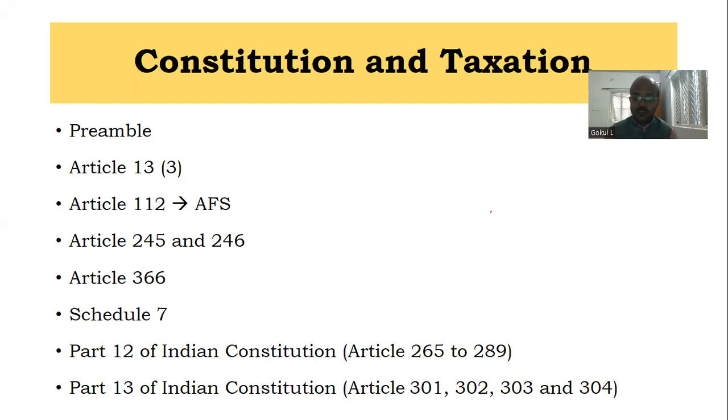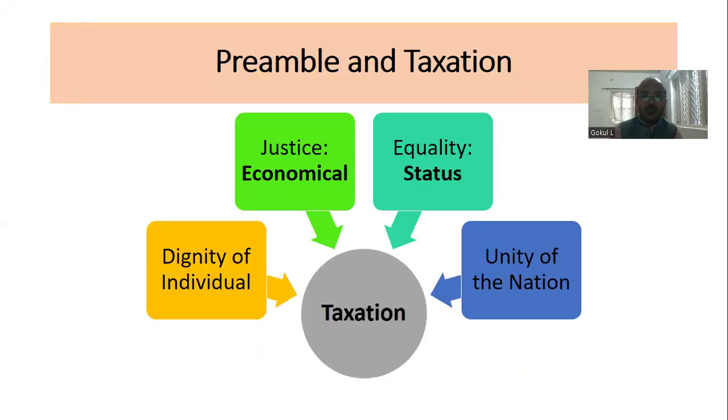So see, the preamble, what does the preamble tell? How can you link it with taxation? The preamble speaks about justice with respect to what? Economic, social, and political justice. So it is speaking about economic justice. So with taxation, if you are taxed, again, you have the right to be economically treated in an equal manner, right? So, justice with respect to economic justice.